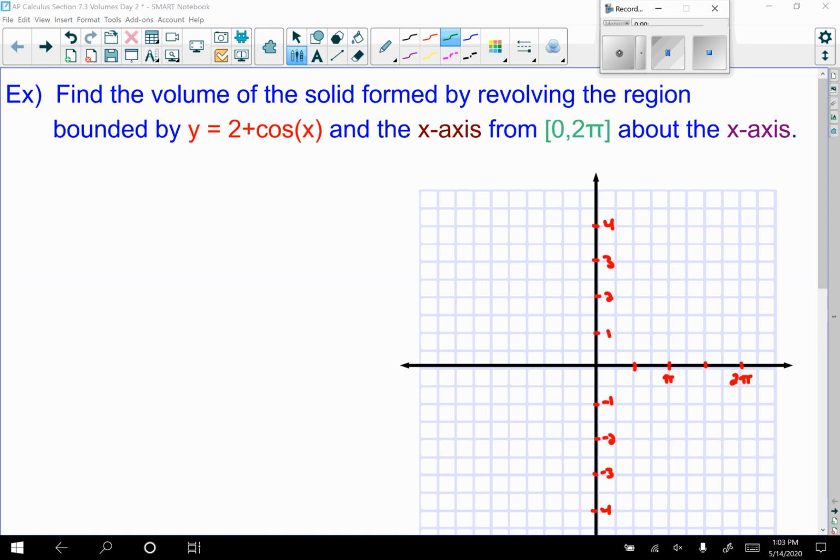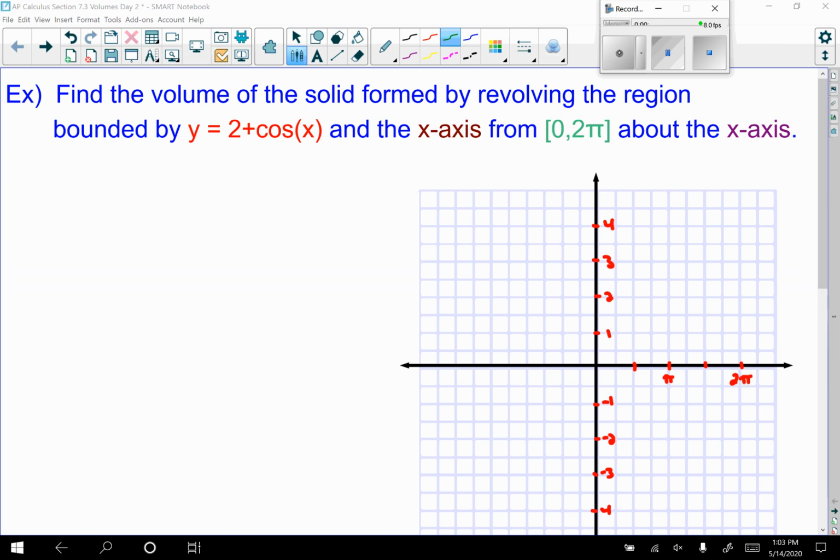Hello everyone, we're going to just practice two more examples. The first example here is a lot like what the first lesson was over, so nothing has really changed other than just giving you another trig function to practice. So go ahead and pause the video, graph y equals 2 plus cosine x.